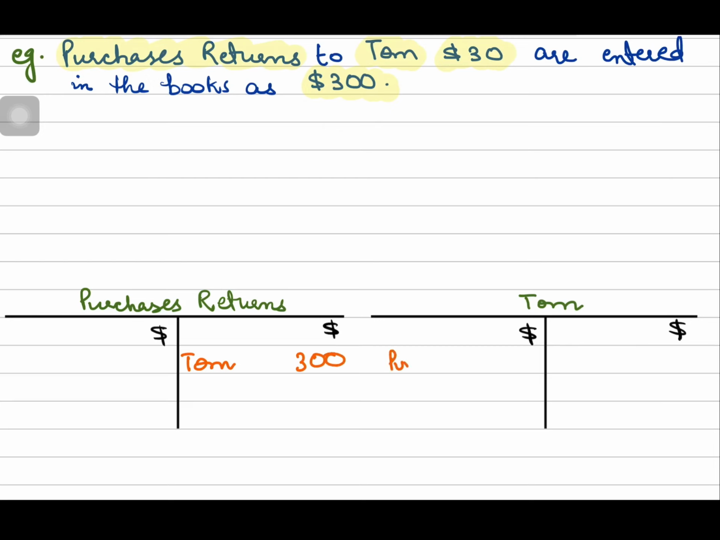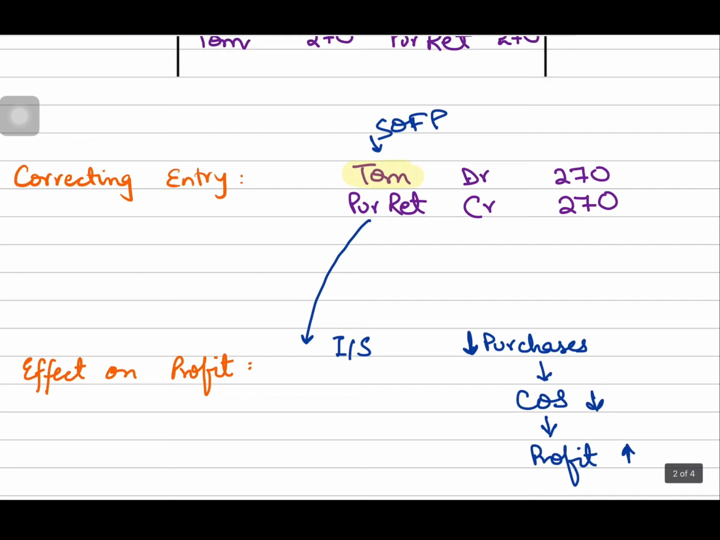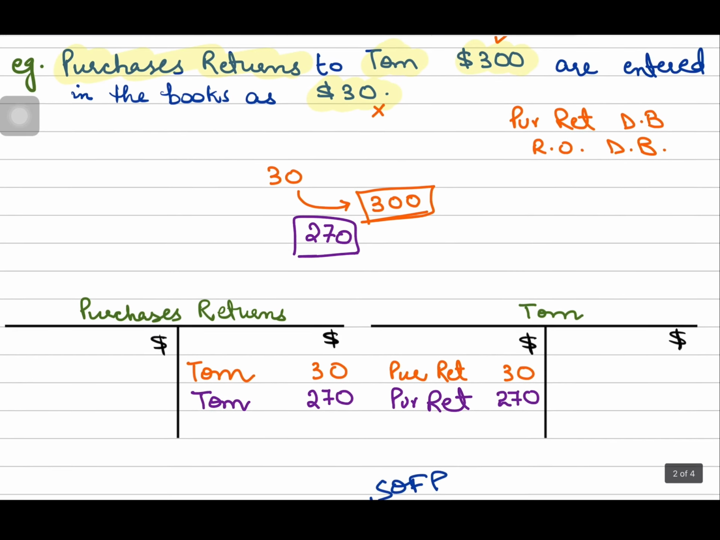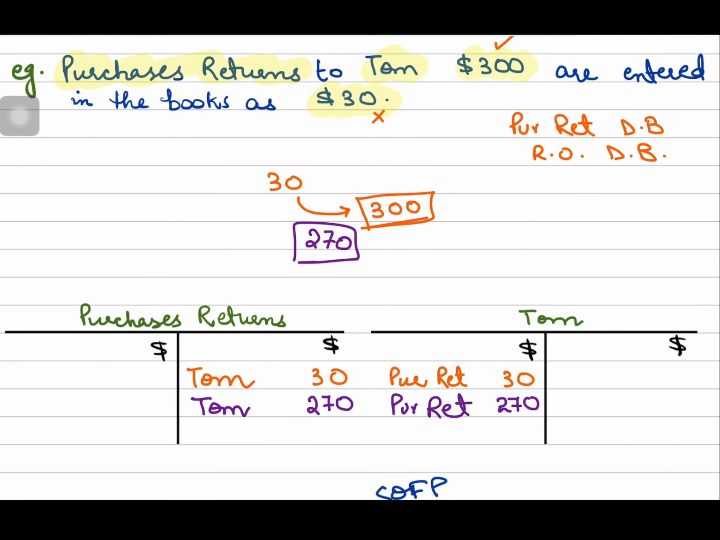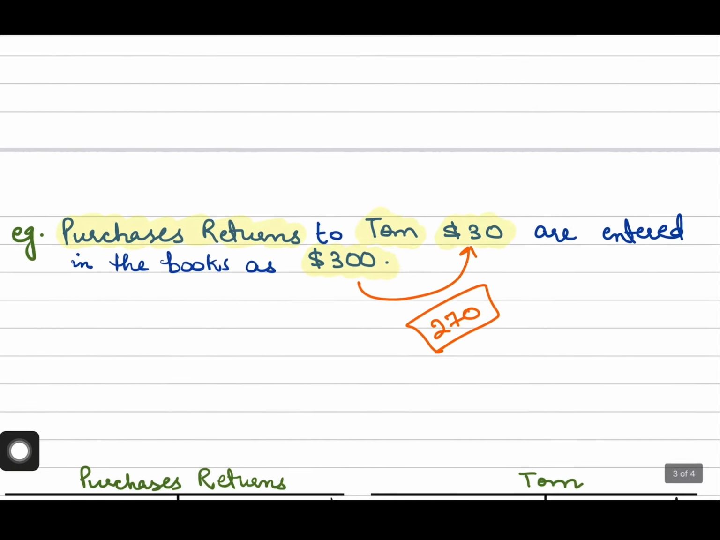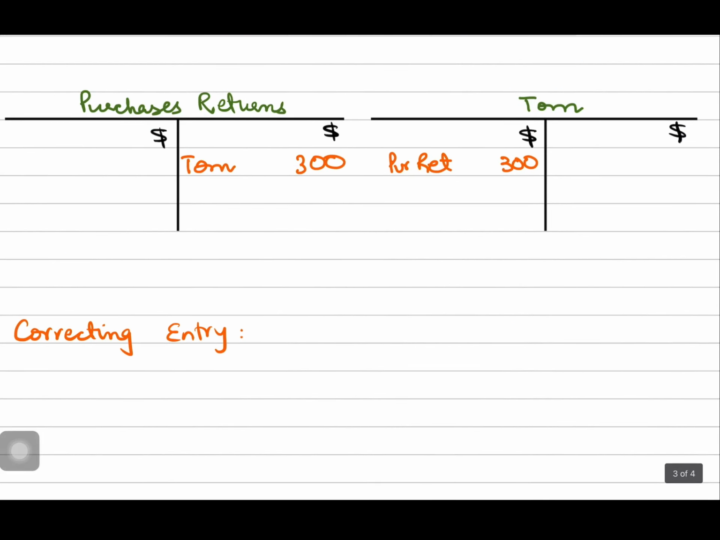and I have debited Tom as well, but with $300 instead of $30. So again there's a difference of $270 between these two values. Right now I have overstated the value of my transaction. Previously I had understated the value of my transaction, and I corrected this by making the correcting entry on the same sides of the account so that I can bring the wrong value to its original value, right, to increase it. But now I have overstated the value. So how can I correct this type of error?